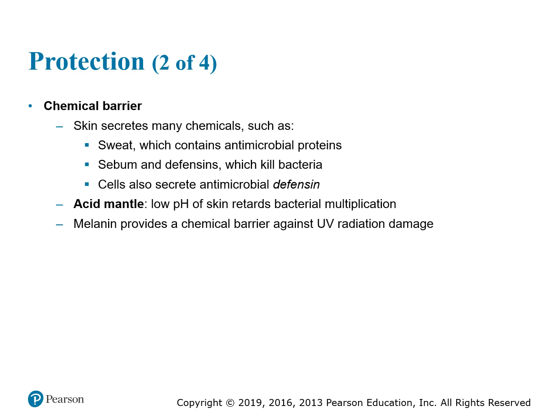The chemical barrier is going to be caused by the skin secretions. So for instance, the first of these would be sweat, of course, which has those dermcidins and antibodies. Sebum and defensins, which also kill bacteria. The acid mantle, so the skin itself actually maintains a low pH, which is not good for certain bacteria. And it's actually good for other normal flora, but this is basically retarding bacterial multiplication. And then of course there's the melanin itself, that pigment that is absorbing the UV radiation.